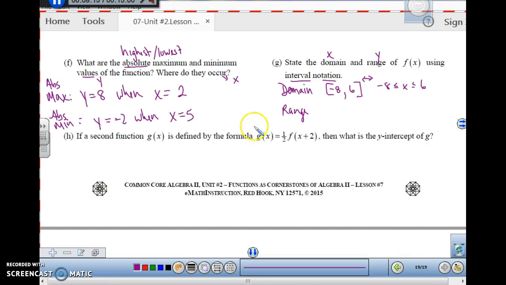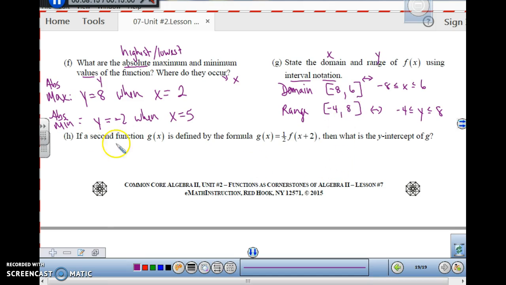So those are both included values. So it would be bracket -4, comma, 8, close your bracket. If you use the other notation, it would be -4 ≤ y ≤ 8. Now notice the brackets mean equal to. They're including those values.